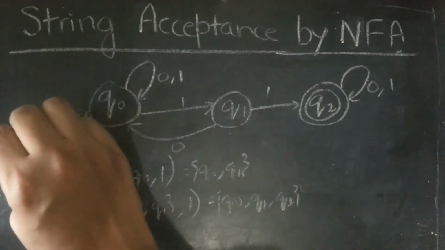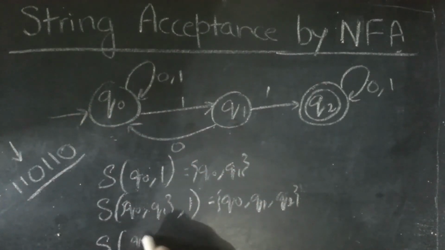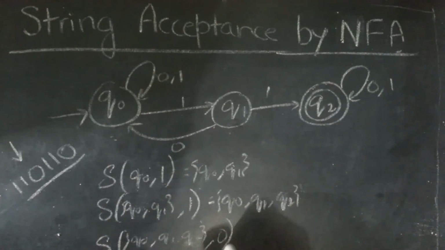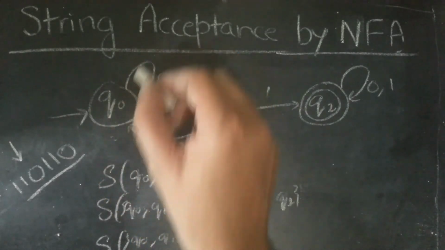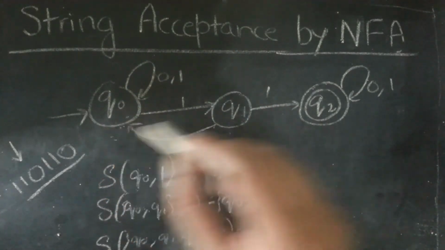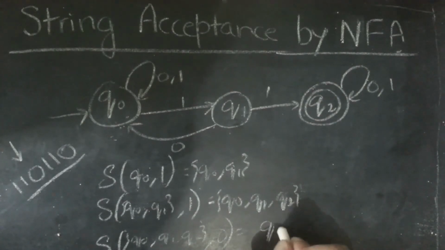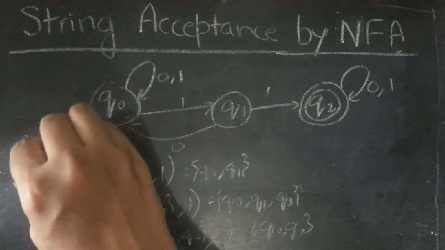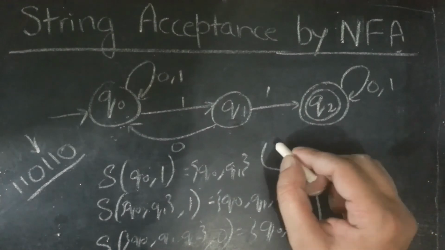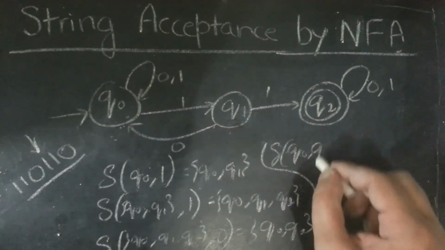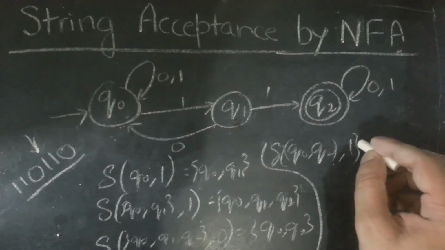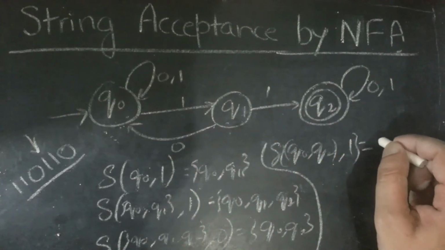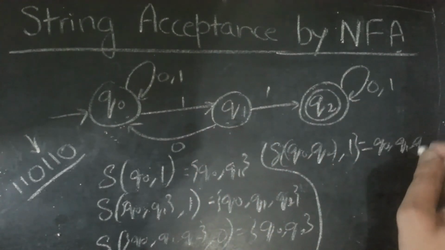Now we go to 0. So Q0, Q1, Q2 on 0: Q0 will take us to Q0, Q1 will take us to Q0, and Q2 will take us to Q2. So the answer would be Q0 Q2. Now we go to 1. On Q0 Q2, if we give 1, then on Q0, 1 will take us to Q0 Q1, and on Q2 it will take us to Q2. So Q0 Q1 Q2.